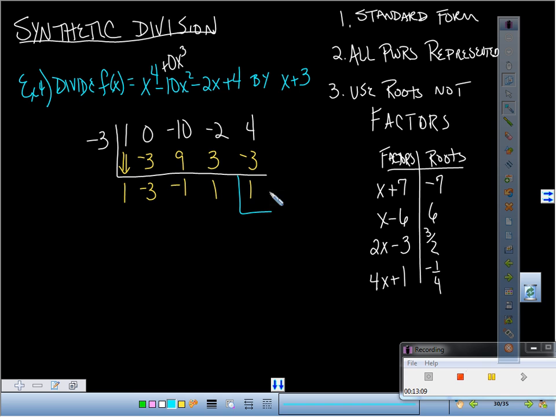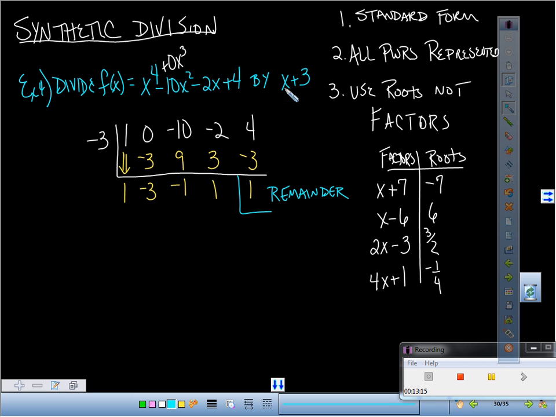This last number right here will always be my remainder. And these numbers represent the coefficients of the quotient. That's the answer, people. Okay? It would be 1 over negative 3, or 1 over x plus 3. All right. So, and it always starts 1 degree less than this, right? Anybody know why? Why is it always 1 degree less?